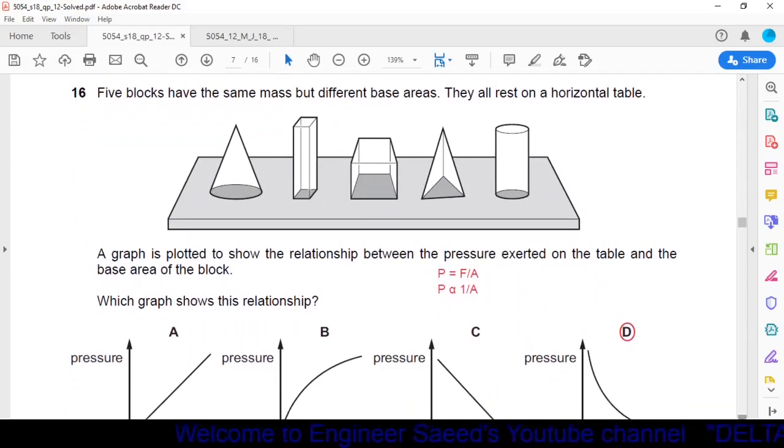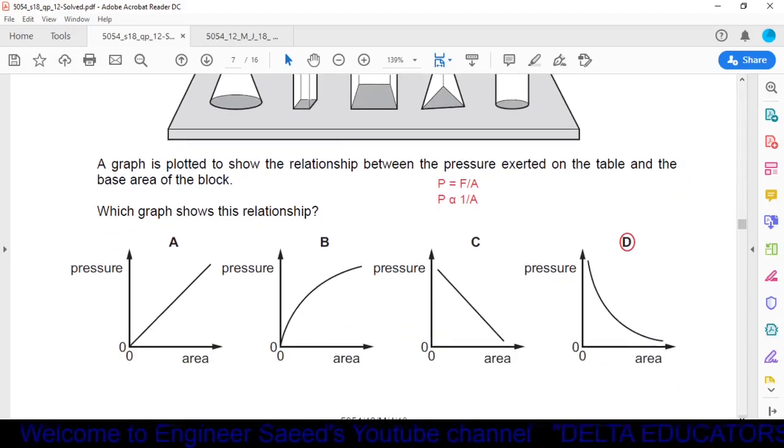Question number 16. Five blocks have the same mass but different base area. They all rest on a horizontal table. A graph is plotted to show the relationship between the pressure exerted on the table and the base area of the block. Which graph shows the relationship? Okay, here we have four graphs. Two with the straight line, A and C, and B and D with the curve.